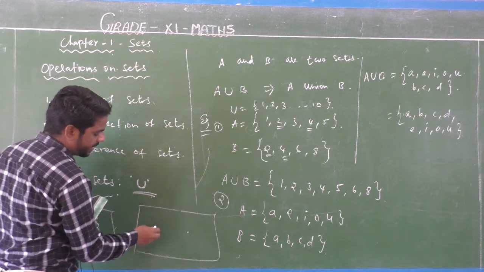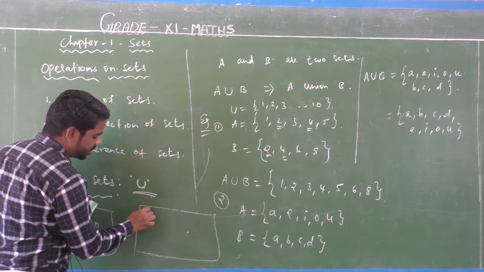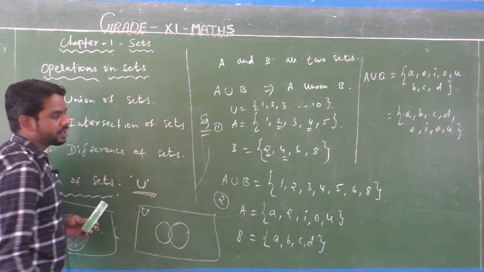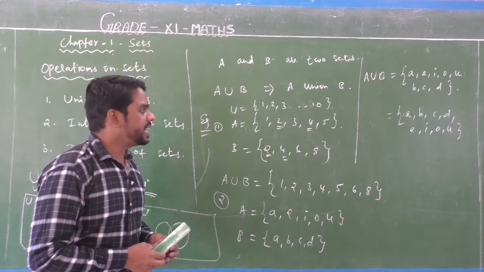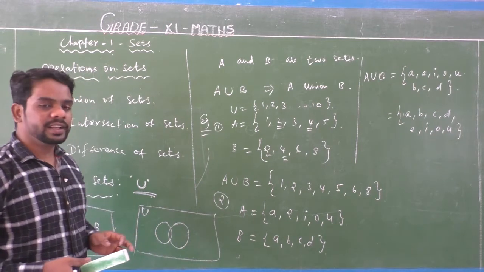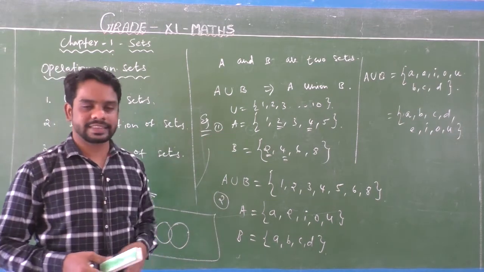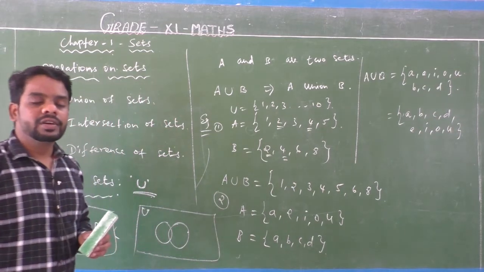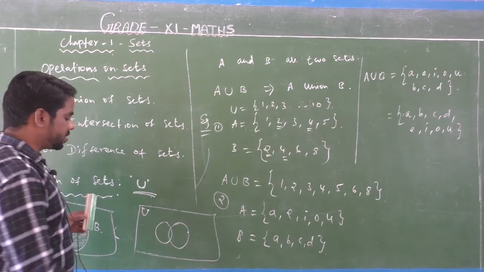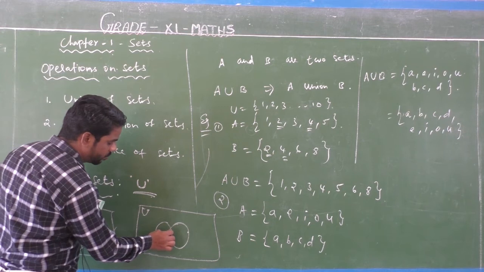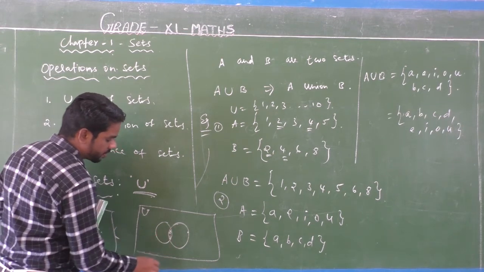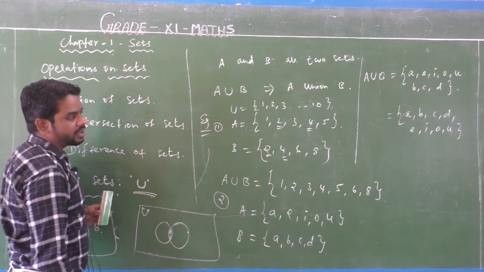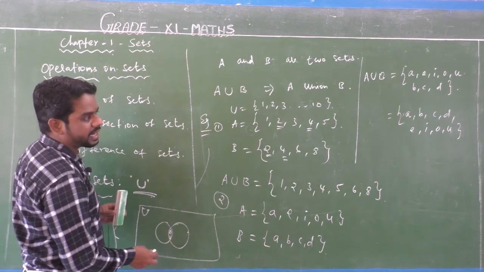In this question, the Venn diagram has universal set U, first set A and second set B. A has 5 elements 1, 2, 3, 4, 5, and B has 4 elements 2, 4, 6, 8. Listen, here 2 and 4 are common elements, so they go in the intersection.